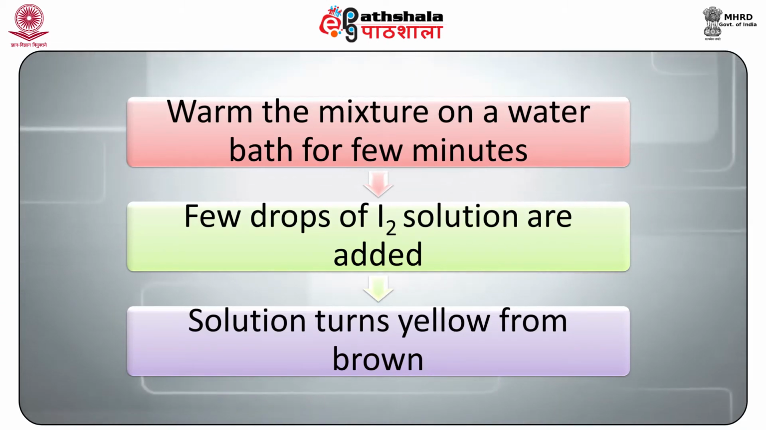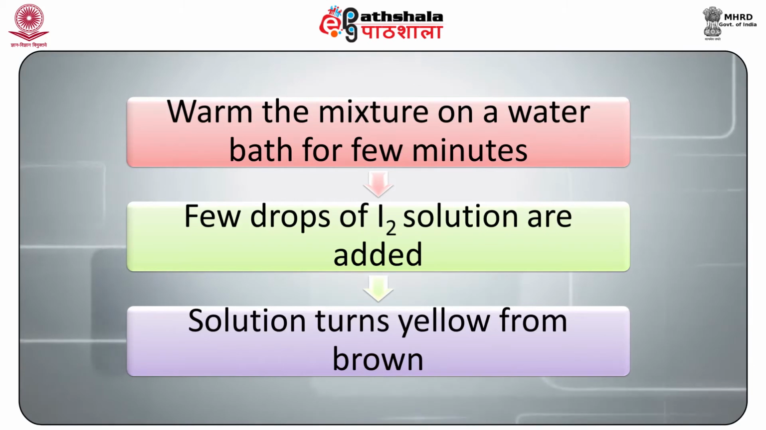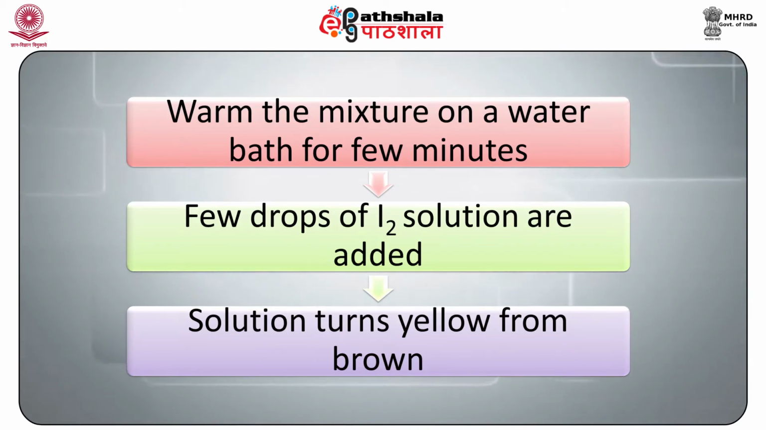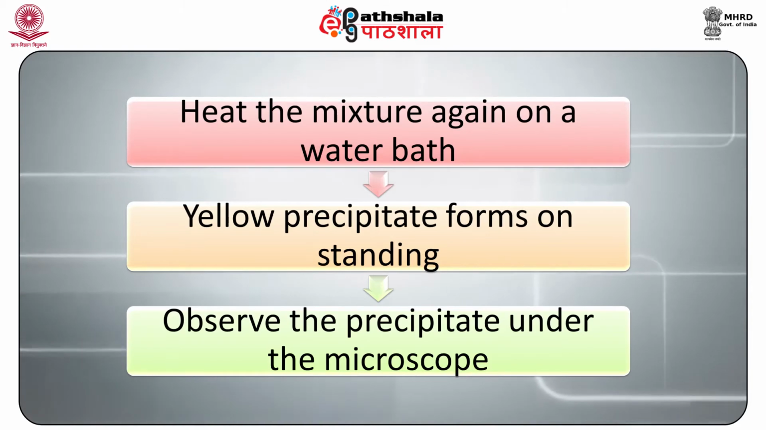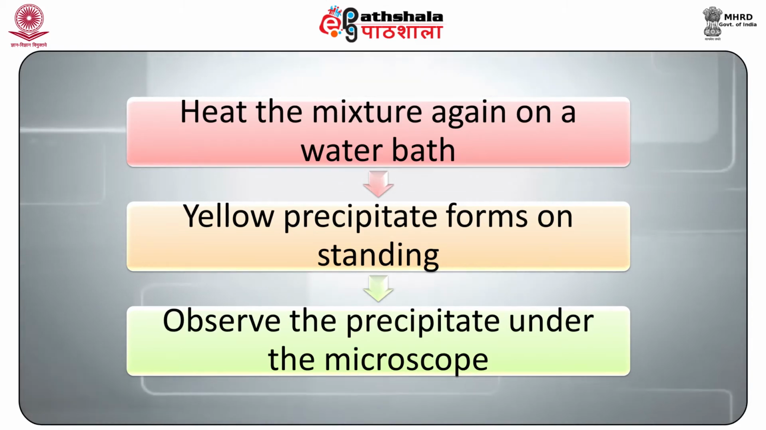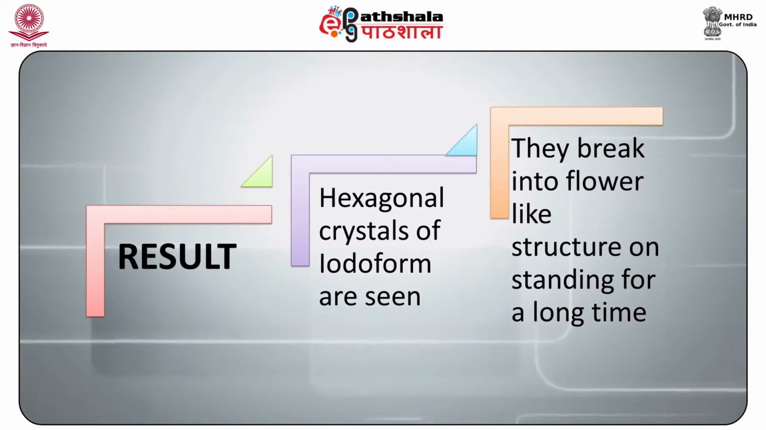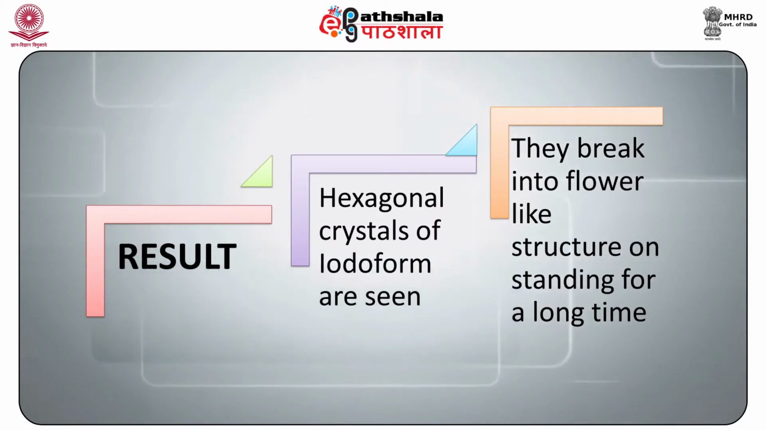A few drops of iodine solution are added to change the color of the solution from brown to yellow. The mixture is again heated on low flame or water bath. Yellow color precipitate is formed on standing. The precipitate is observed under the microscope. Characteristic hexagonal crystals of iodoform are seen.